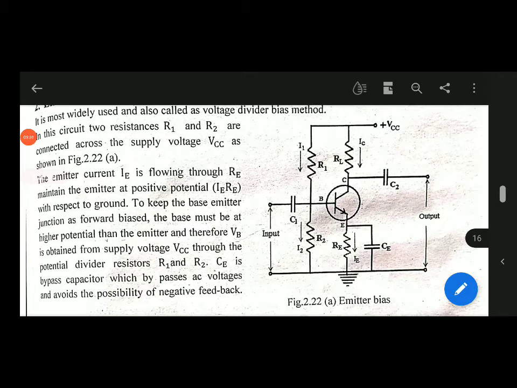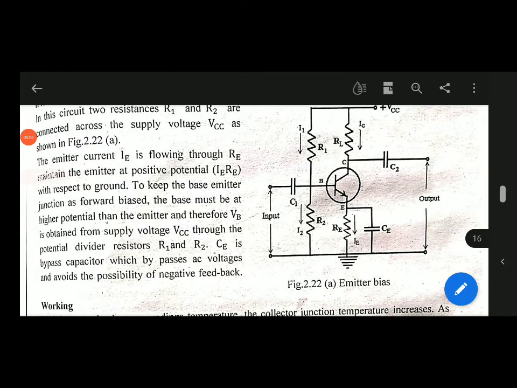To keep the base-emitter junction forward biased, the base must be at a higher potential than the emitter, and therefore VB is obtained from the supply voltage VCC through the potential divider resistors R1 and R2. CE is the bypass capacitor, which bypasses the AC voltage and avoids the possibility of negative feedback.